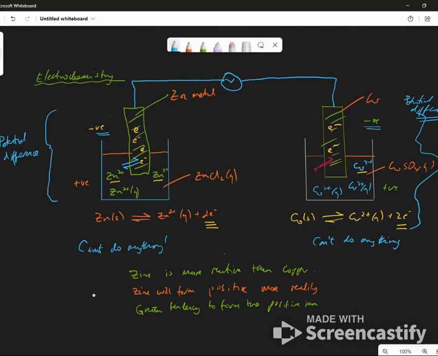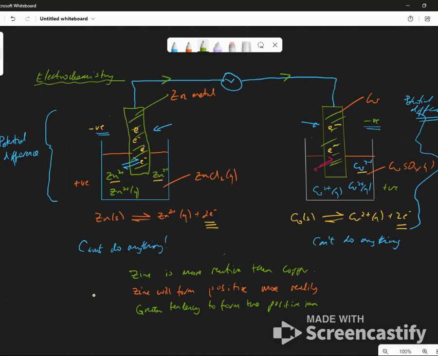Yeah, from the zinc to the copper. Exactly. Well done, everyone. So electrons hate each other, don't they? And look at them. There's lots of electrons here. They'll push each other apart more than the copper electrons will push each other apart. So what's going to happen is electrons are going to flow from this way to this way.